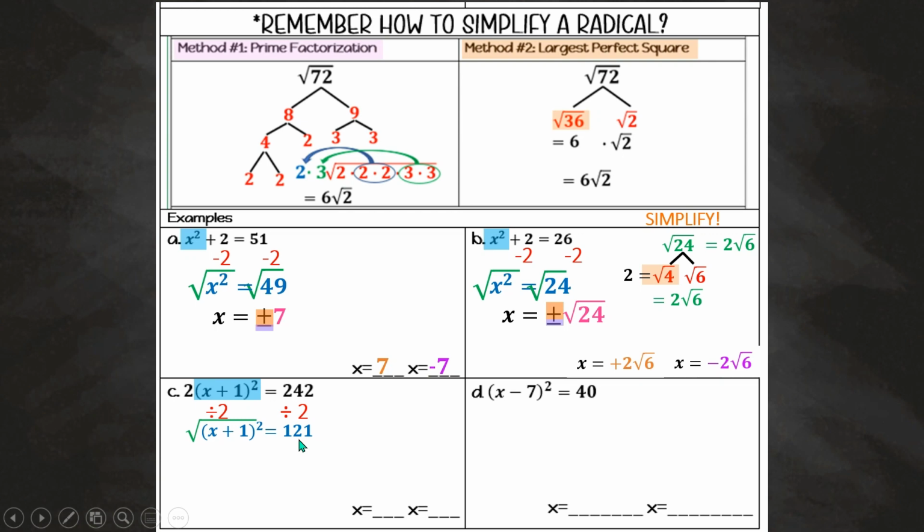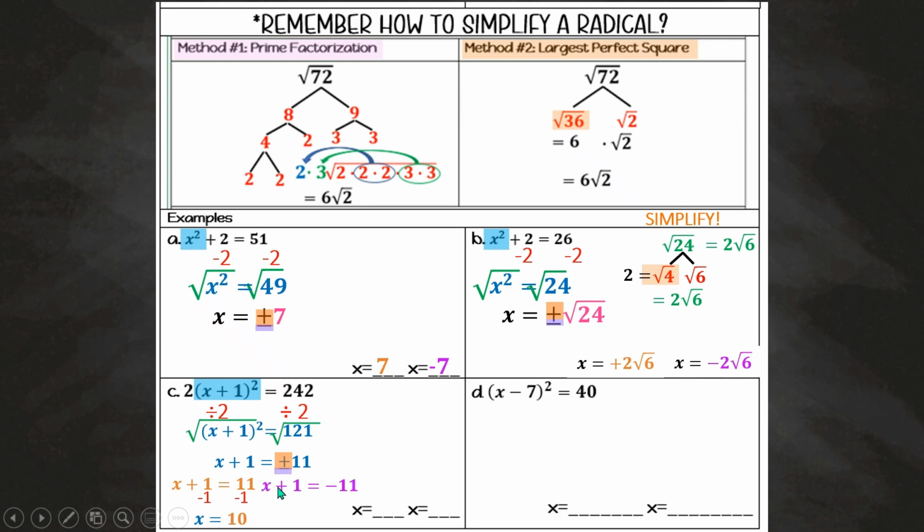We're going to take the square root of both sides, and when we do that, it's going to get rid of our exponent. And we have x plus 1 is equal to plus or minus 11, because the square root of 121 is 11. Now we have to account for both the positive solution and the negative solution. So we're going to take this x plus 1 and set it equal to a positive 11 and solve for x by subtracting 1 from both sides, and we get x is equal to 10.